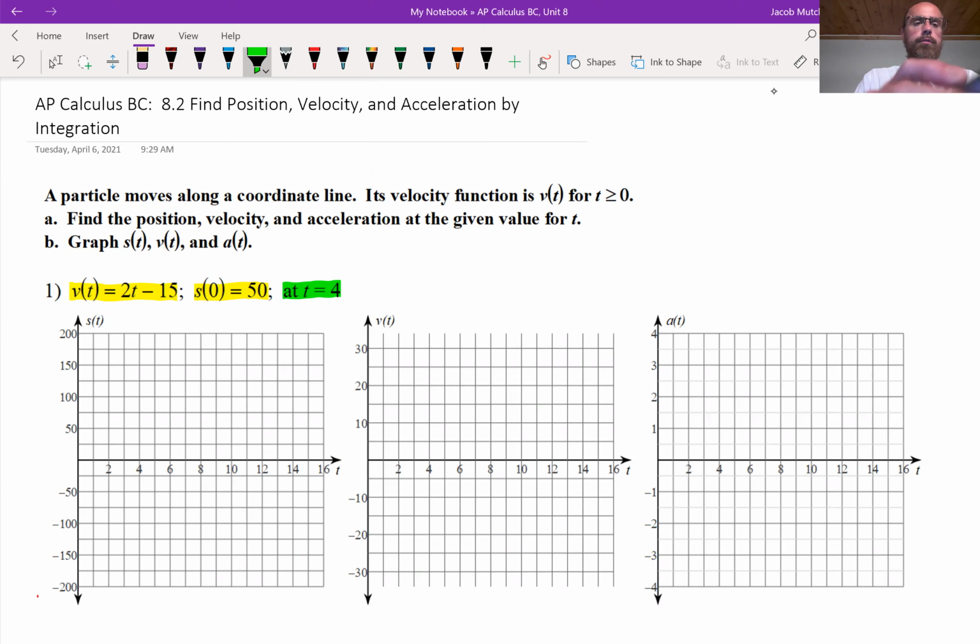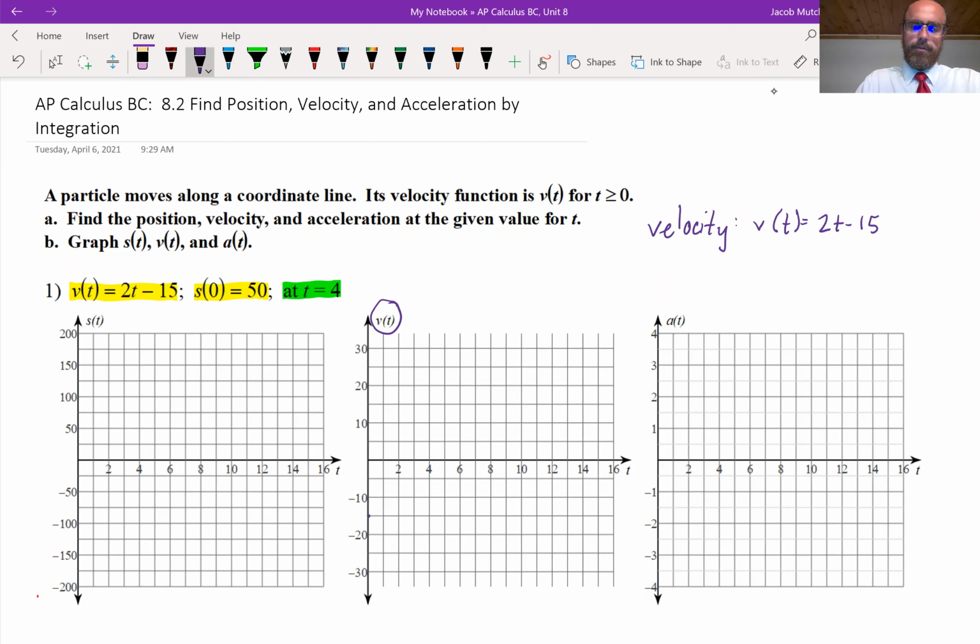So what we should do first is just identify what are our three functions. I know that the velocity function is really going to come in the middle of the three. And so my velocity function here, I'll place it kind of centrally. V of t equals 2t minus 15. That's a nice linear function. And I could go ahead and graph that. I see my middle graph here is designated the velocity function graph.